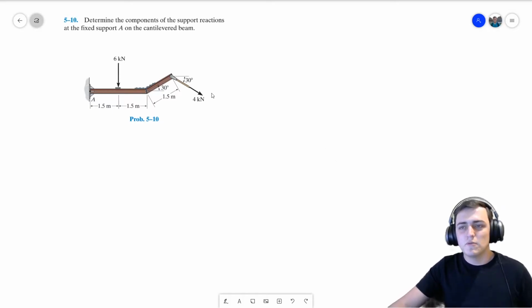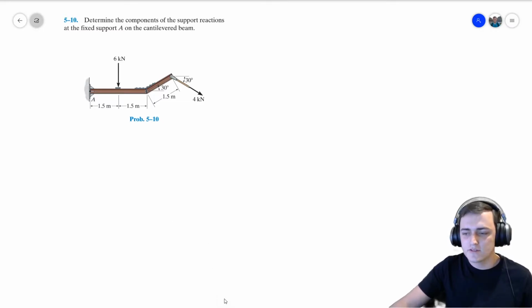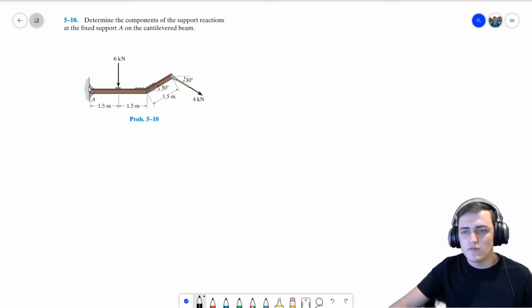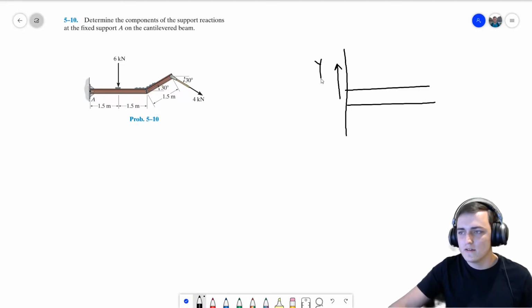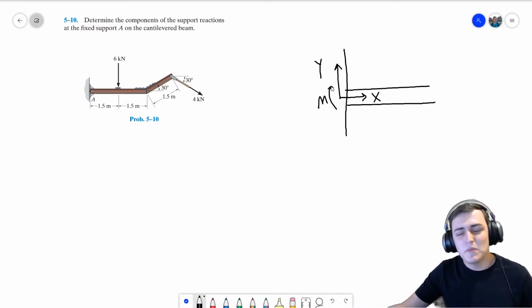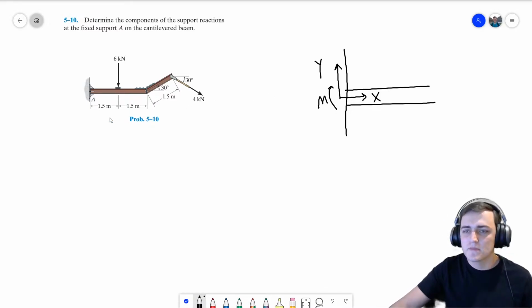So in this problem, we are determining the components of the support reactions at a fixed support. If you remember, at a fixed support, we have three support reactions. We have Y, we have X, as well as a resulting moment, because this is a fixed joint. If we had a pin, there would be no moment, right? So how do we figure out what the Y and X are?